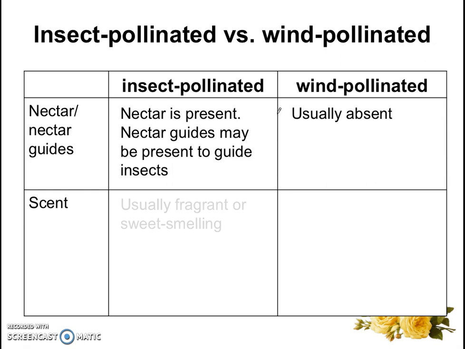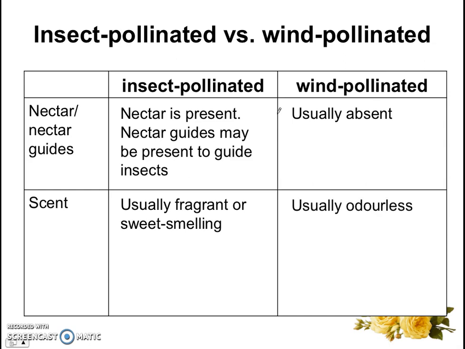The insect-pollinated flowers tend to have scent, so fragrant, sweet smelling. But wind-pollinated flowers tend to just be odorless or have no smell at all.